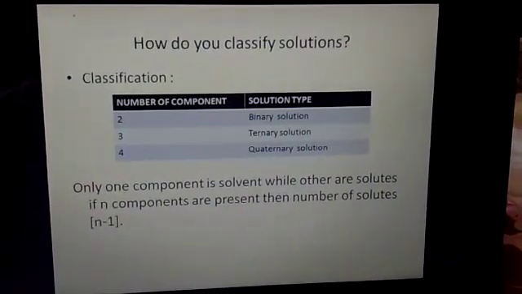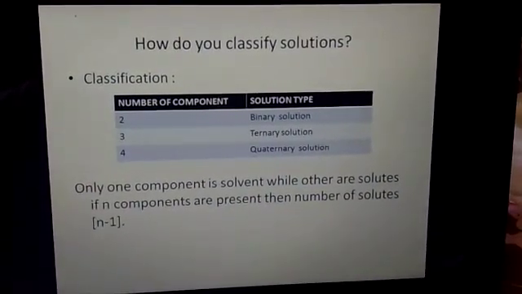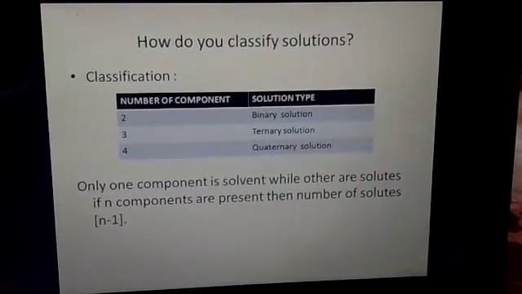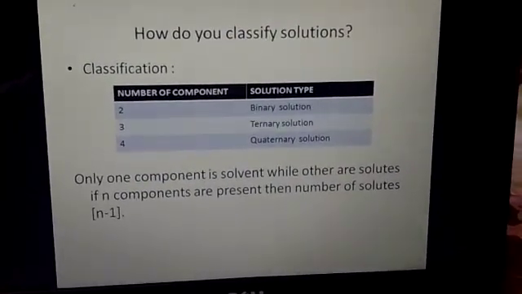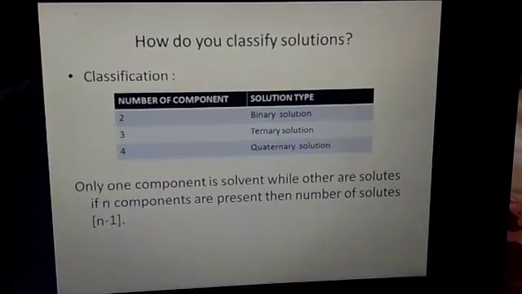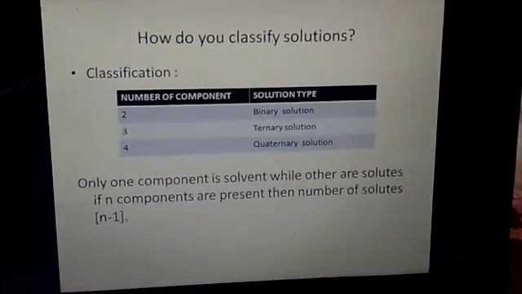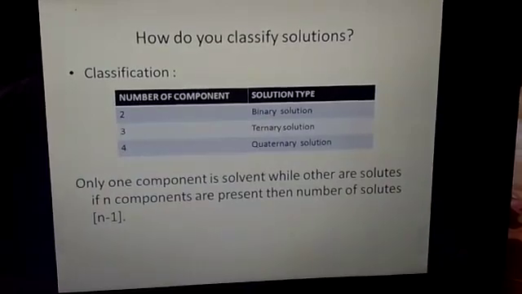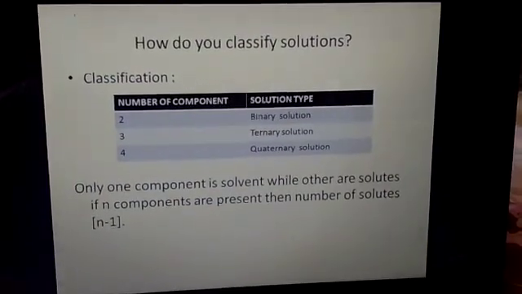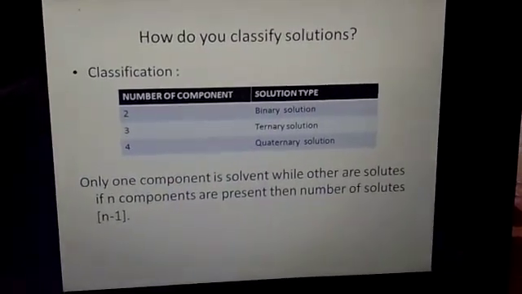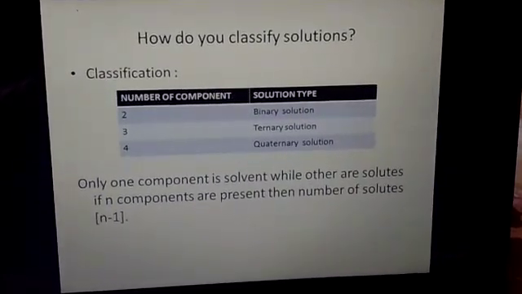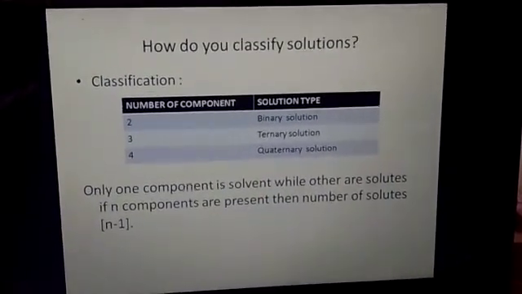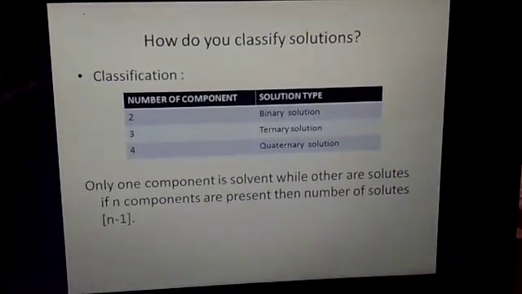How do we classify the solution? The classification of the solution depends upon the number of components present in it. If your solution contains two components, that is solute and solvent, then we call it a binary solution. If your solution contains three components, then it is known as a ternary solution. And if your solution contains four components, then we call it a quaternary solution.